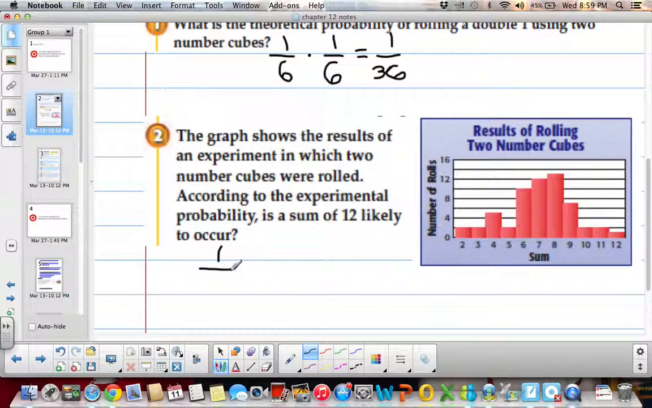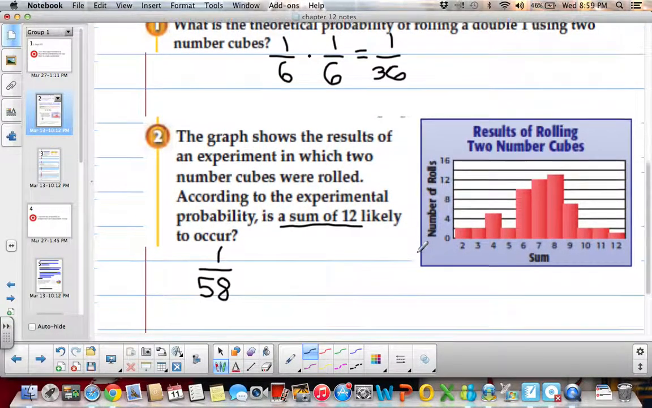So our experimental probability is 1 out of 58. 58 tells us that we rolled it 58 times, and our 1 tells us that we got a sum of 12 1 time. So 1 out of 58 is not really that likely, so that tells us that it is not likely to get a sum of 12. We can also see that by looking at our data, and we can see that it is the lowest one. So that would be the least likely.